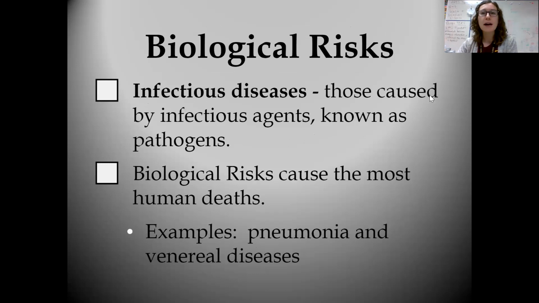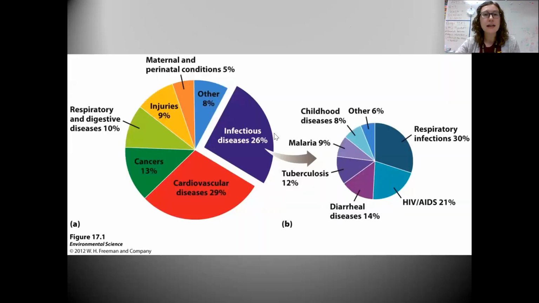All right, so as promised, biological risk first. Infectious diseases are going to be caused by infectious agents. Hakuna Matata. I don't know why I said that, but that makes sense. These are also known as pathogens. These are going to be the biggest cause of human deaths. We're going to take a look at that in just a second.